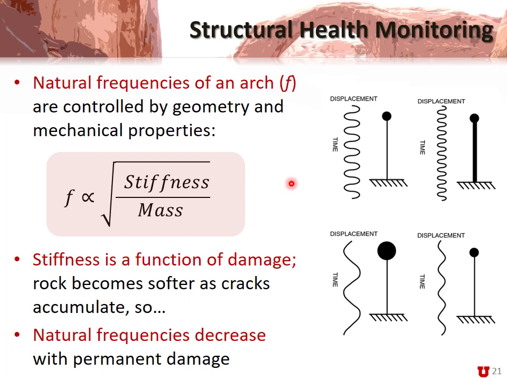So it turns out that since we can easily recognize and measure these resonant frequencies, we can use measurements over time to detect changes in resonant frequencies and relate those to changes in material properties. If mass goes up, for example, what if it snows or rains and the arch gains a bunch of water in the pore spaces, then the resonant frequency might go down. If stiffness goes down, on the other hand, the resonant frequency would also go down. Why does stiffness go down? Well, stiffness is a function of damage. Rock becomes softer as cracks accumulate.